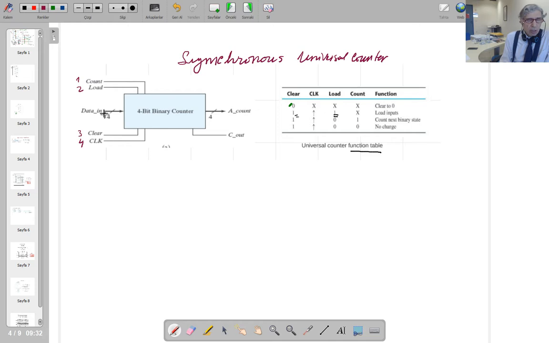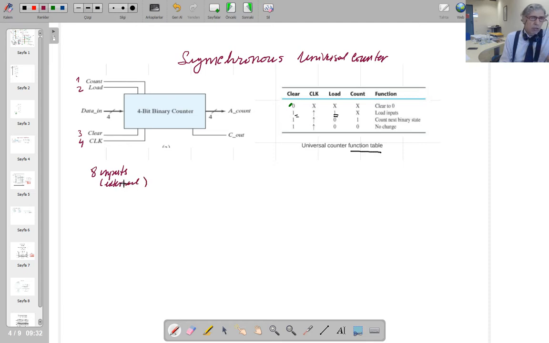And data in says it does the loading. If you remember, we have done the loading operation in registers. So you could do the loading operation in counters as well. So it says data in. That 4 tells you there are 4 lines for representing the data, 4-bit data here. So another 4. So altogether the number of inputs is 8, isn't it? 8 inputs. These are external inputs.